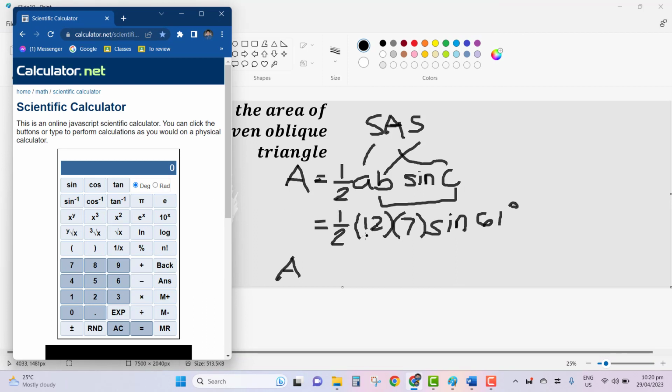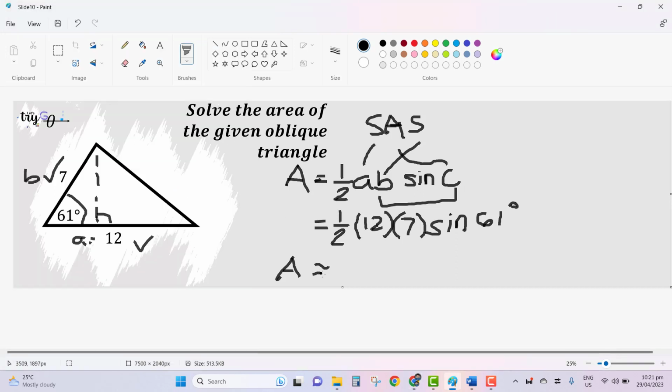I have here this calculator, and let's try to compute this area. We will start first with 12 times 7 times sine of 61 degrees. So we will get a result of 73.4680, and so on. But do not forget, we will still need to divide that by 2 because that's what our formula is saying. So this is our exact value, and we're just going to approximate it by rounding it off to 2 decimal places, 36.73.